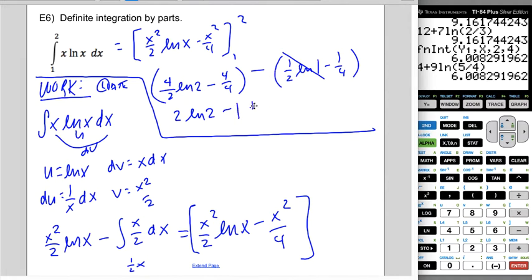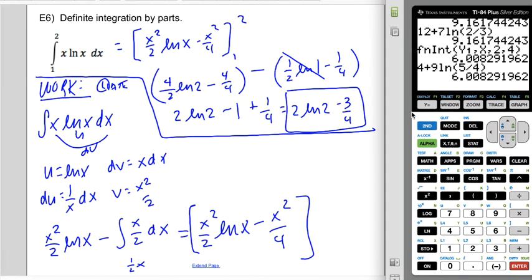And then this is going to end up being plus a 4th, so I get 2 natural log of 2 minus 3/4, and that's about as nice as my answer is going to get. Now I can check that, right? Because we should always consider using our calculator check when we can.